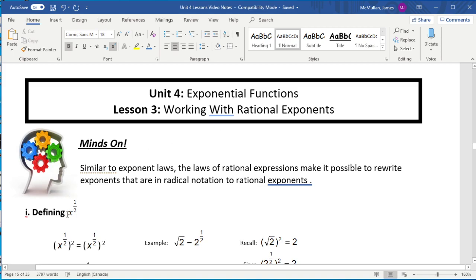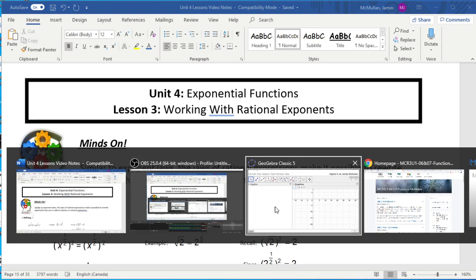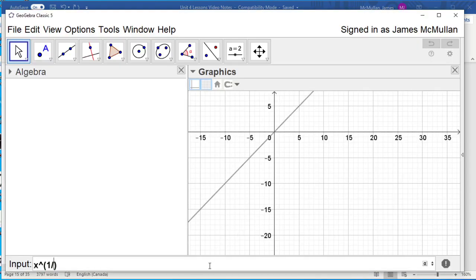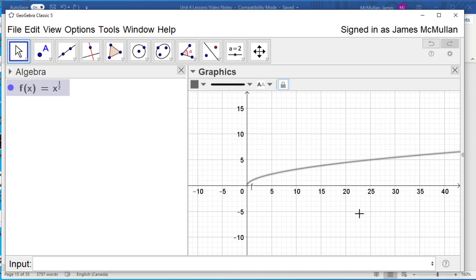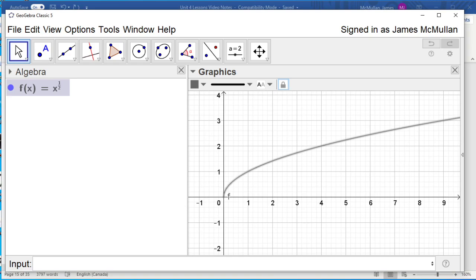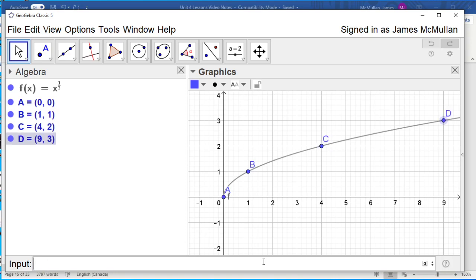So what happens if you take x and raise it to the power of 1/2? Well, if you draw that, x to the power of 1/2, what does that look like? It starts at 0, 0. It rises very slowly up and to the right. Let's look at some of the points it passes through. It passes through 0, 0. It passes through 1, 1. It passes through 4, 2. It passes through 9, 3.